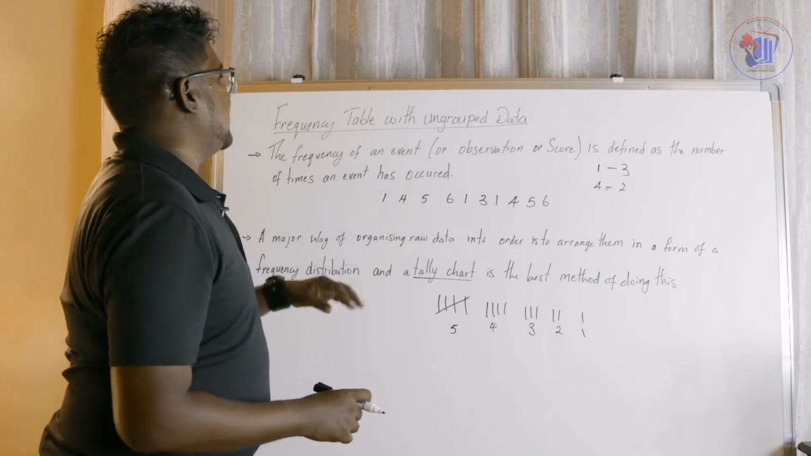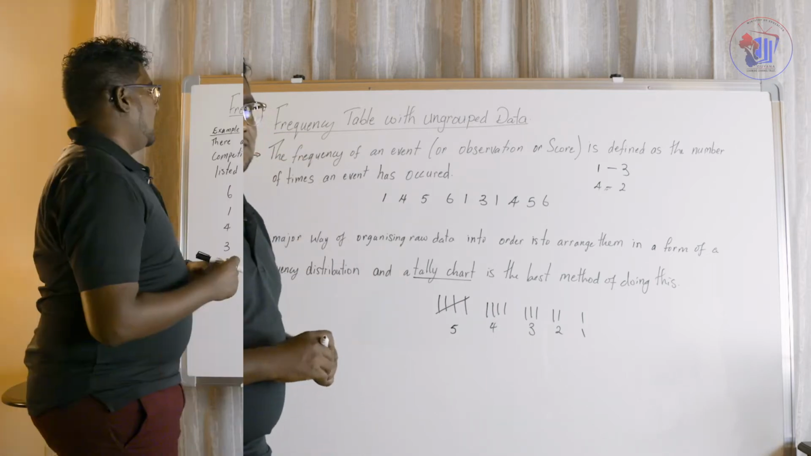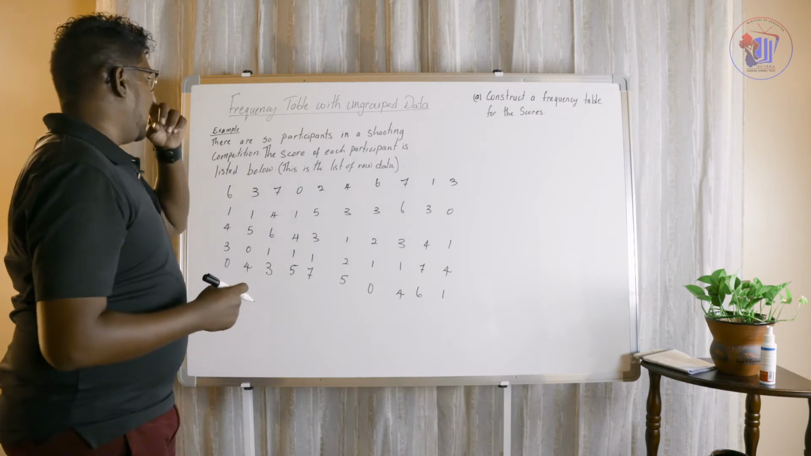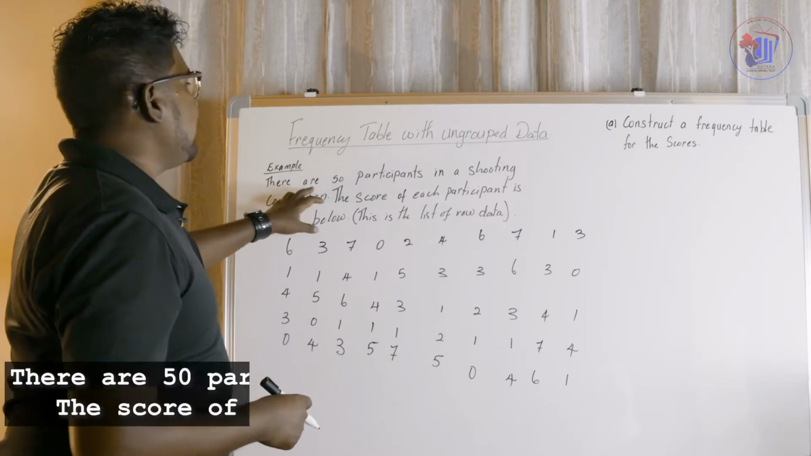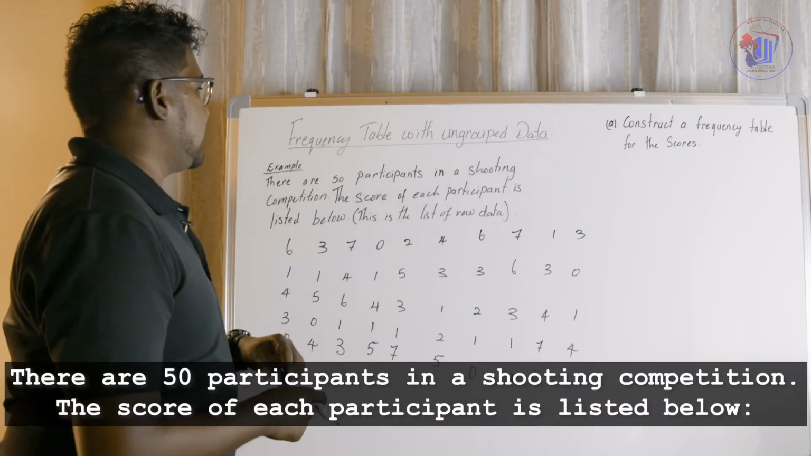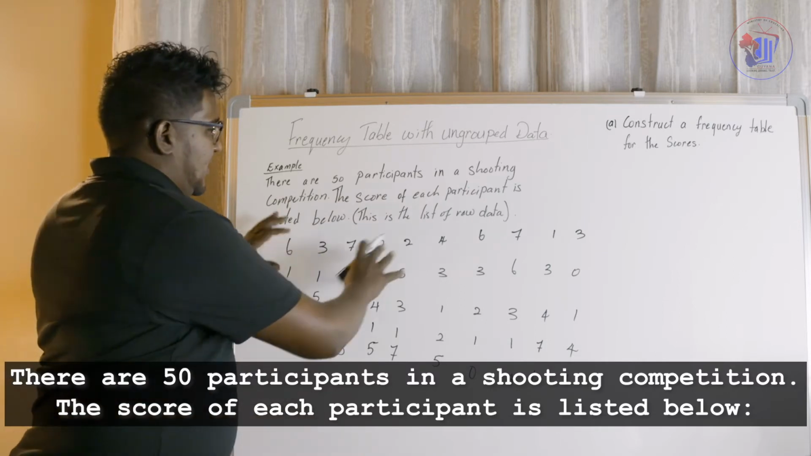So now let's look at an example of constructing a frequency table with ungrouped data. There are 50 participants in a shooting competition. The score of each participant is listed below. Well, you have the scores here.